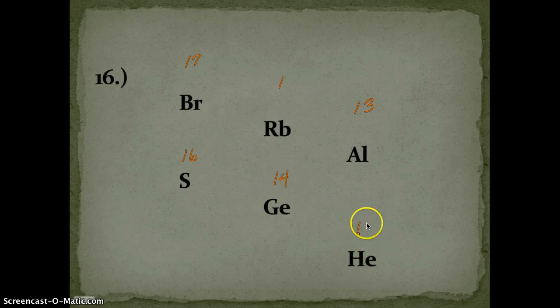And helium is in group 18, but keep in mind, it only has an atomic number of 2, so it has 2 electrons only. It cannot have an octet. So remember, with any of these teens here, all you do is subtract 10 from all of these to get the number of valence electrons. So you're going to have 7 valence electrons in bromine. You'll have 3 valence electrons with aluminum, 6 for sulfur, 4 for germanium, and then we only have 2 for helium.